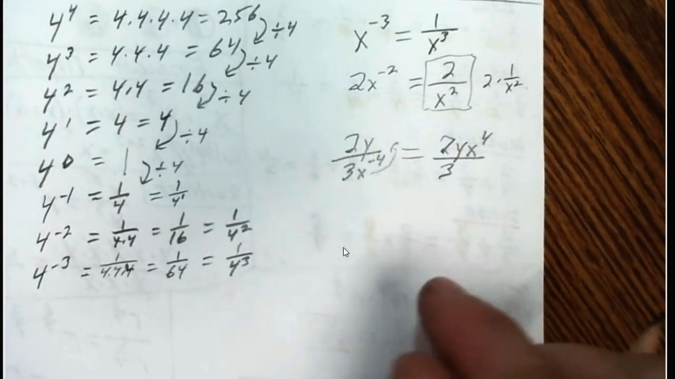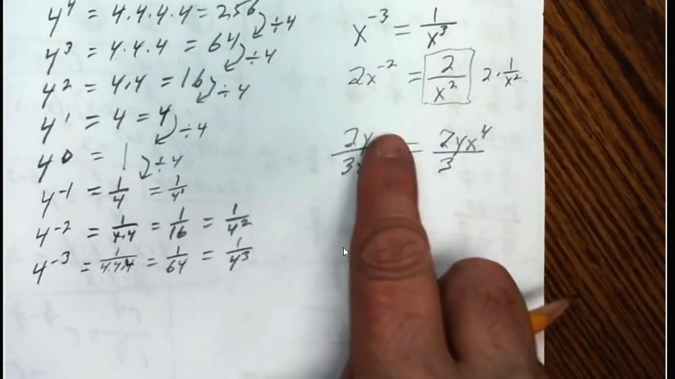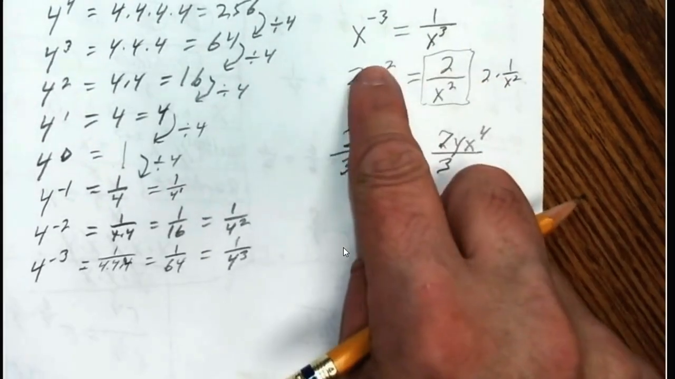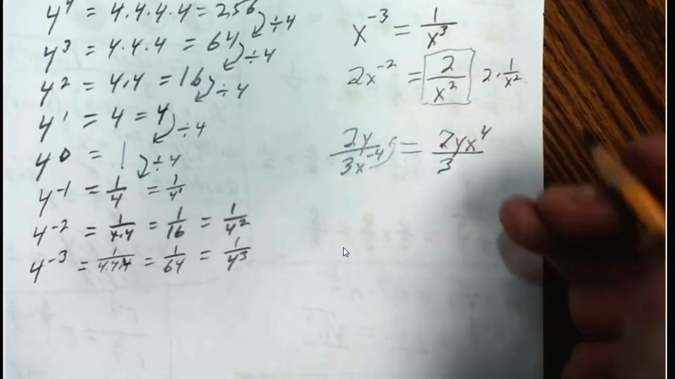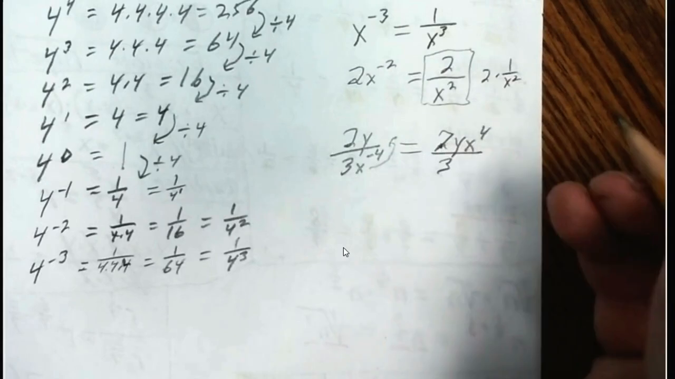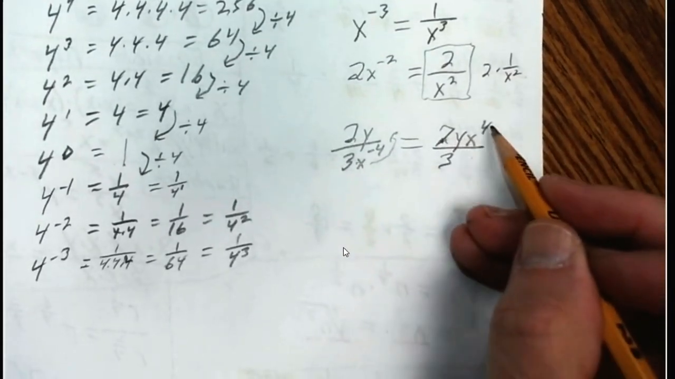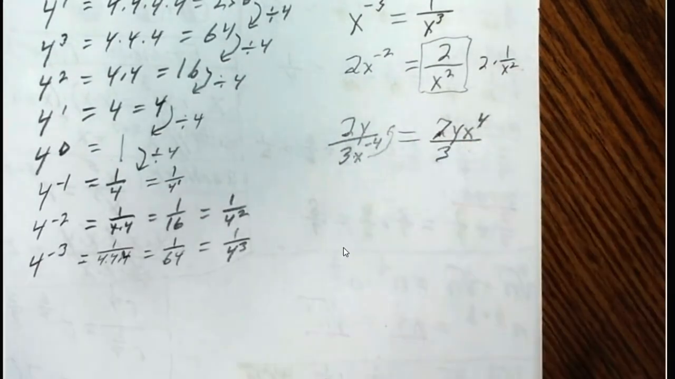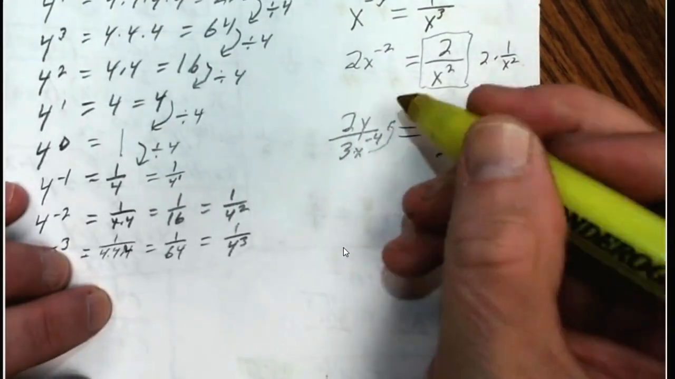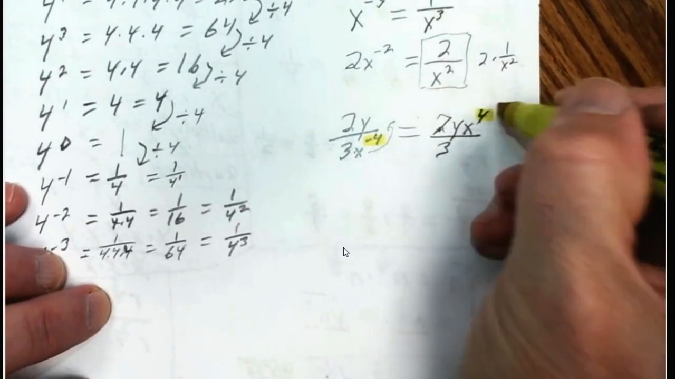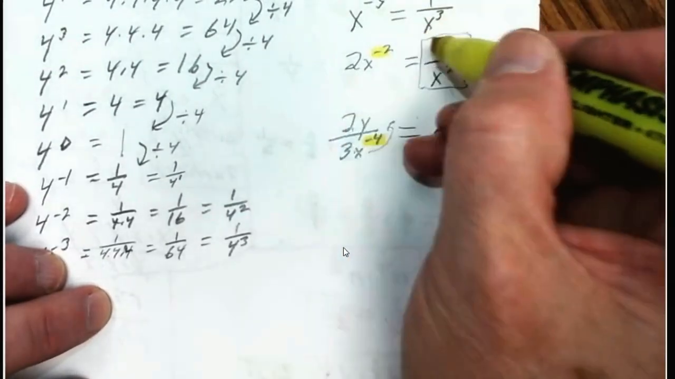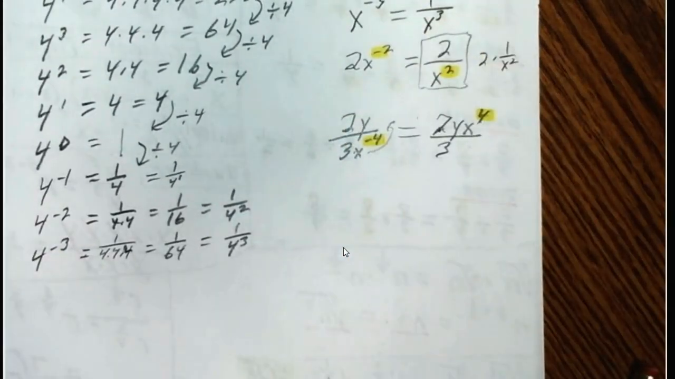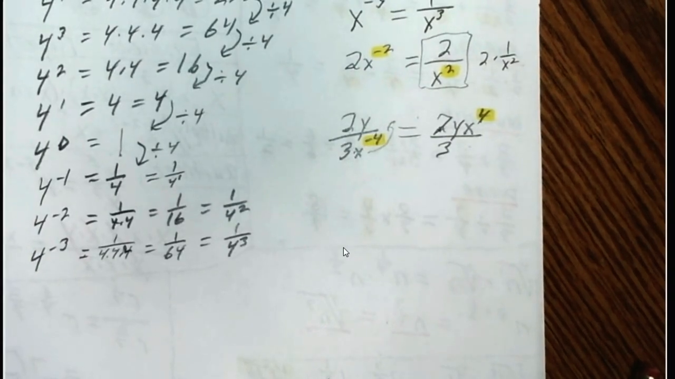Either way, it can move up or down. If it's negative on the bottom, move it up. If it's negative on top, move it down. So these equal the same thing. 2x to the 4th on top means now it's a positive because it was negative on the bottom. It was a negative down here, it's a positive on top. It was a negative up here, it's a positive on the bottom. Move it whichever way you need to make it positive for your final answer.